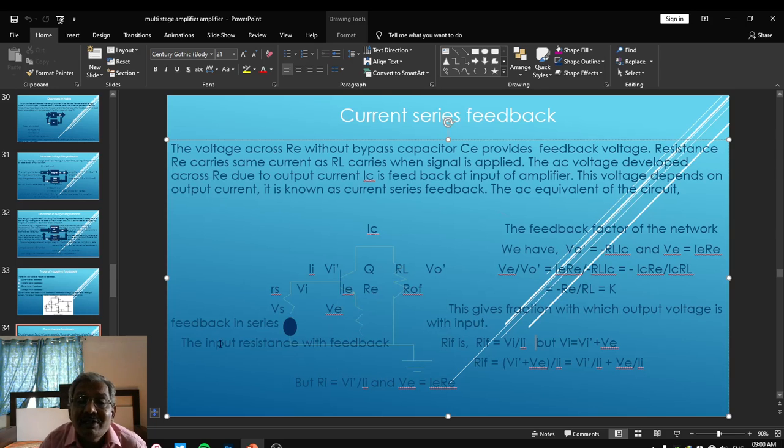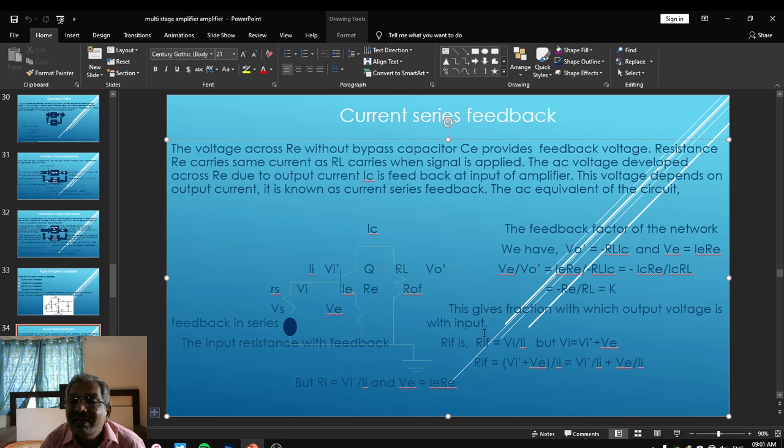Now we are going to determine the input resistance with feedback. That is RIF is equal to input voltage upon input current, that is VI upon II. But look here, the input voltage VI is equal to VI dash plus VE. The sum of both is going to be equal to VI. So we can write VI is equal to VI dash plus VE, which can be written as RIF is equal to VI dash plus VE upon II.